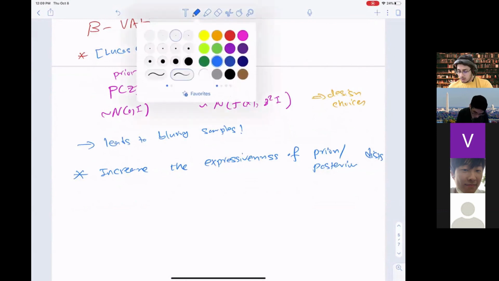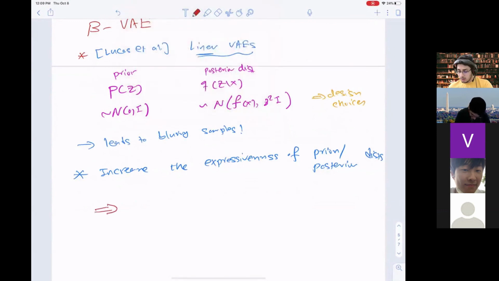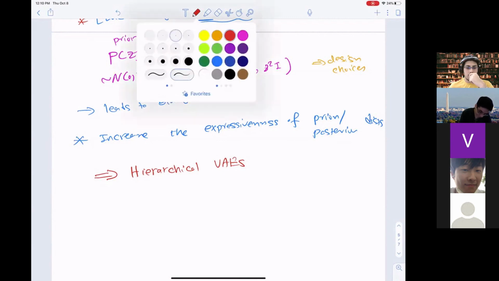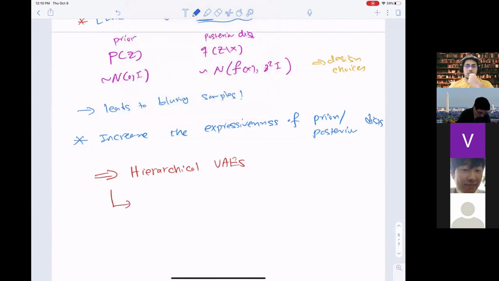Okay, so that leads to a VAE which is called hierarchical VAE. In hierarchical VAEs, we have stronger distributions to represent our priors and posteriors. That's the only difference between hierarchical VAEs and regular VAEs. One way to think about it is, first we are going to partition the latent variables into some disjoint groups.